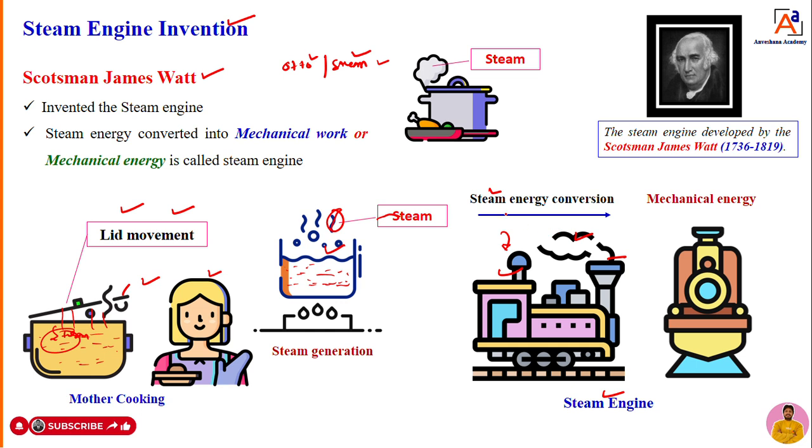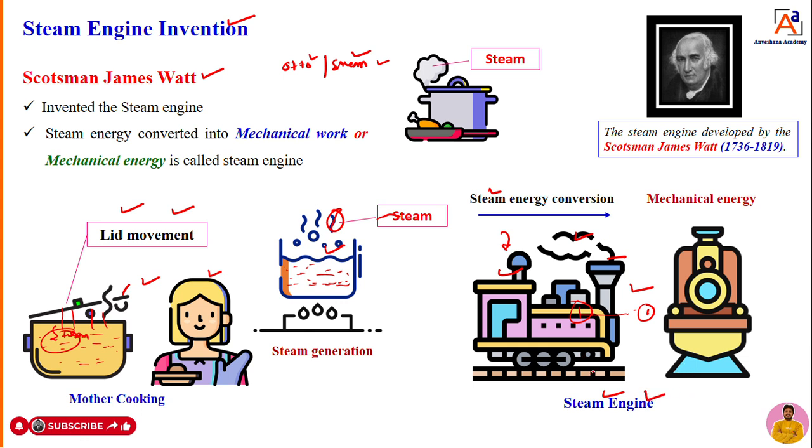He took the steam from the boiler, and that steam was passed on to the engine piston. Because of the force the steam exerts over the piston, the piston starts to move. That piston is connected to a crankshaft, and then the wheel starts to move. Once it starts to move, the engine moves from one point to another. That means the steam energy is converted into mechanical energy. Later that engine we popularly call the steam engine.